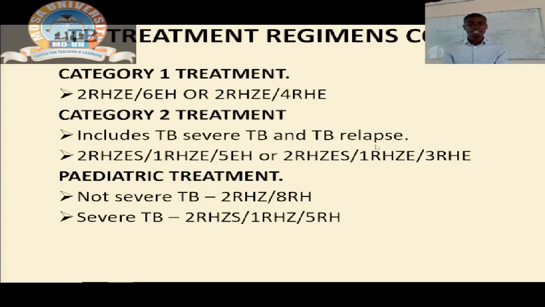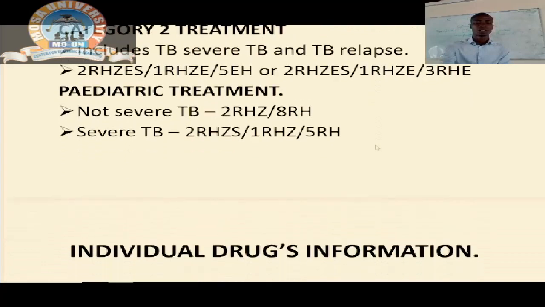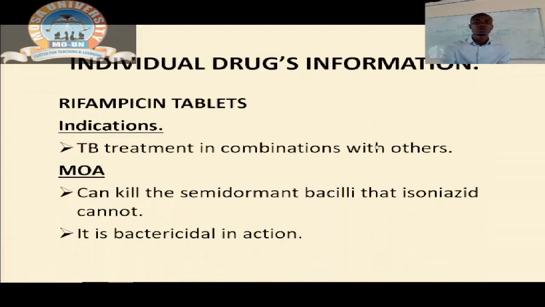Severe TB in pediatrics: for the first 2 months, you give rifampicin, pyrazinamide, isoniazid, and also streptomycin. Then for 1 month, you give rifampicin, isoniazid, and pyrazinamide. Then the last 5 months, you give rifampicin and also isoniazid. So that's what we give in the treatment of tuberculosis. Now we're going to look at individual drugs.